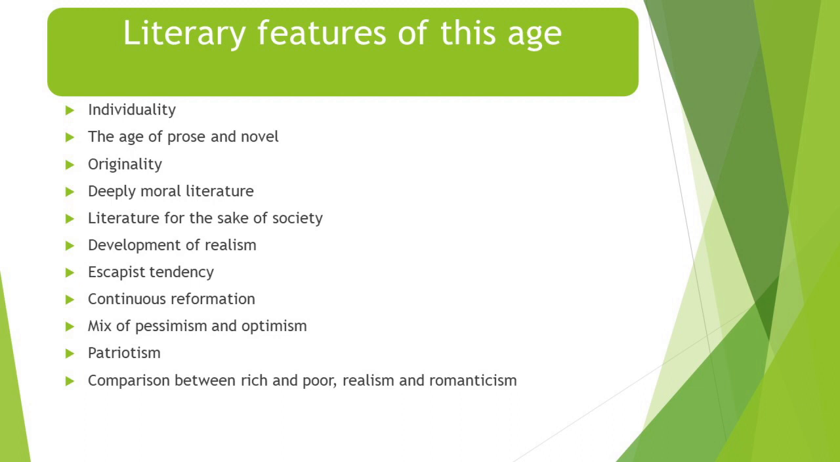Of course, another important point of that time, the literature was always closely connected with patriotism. There was a strong feeling of nationality. Always there was comparison between rich and poor. There was polarization of the rich and poor. The poor were very poor and the rich were very rich because of industrialization. The industrialists and businessmen became rich, and the labor and peasants became poor. And there was a good combination between realism and romanticism.